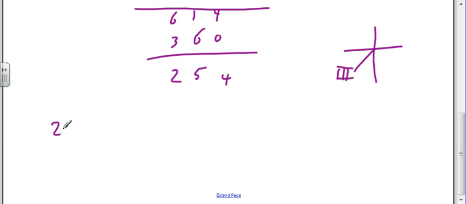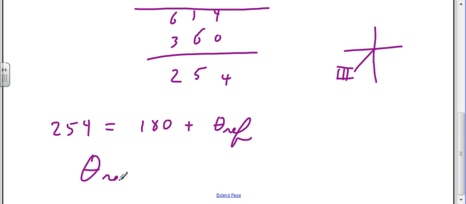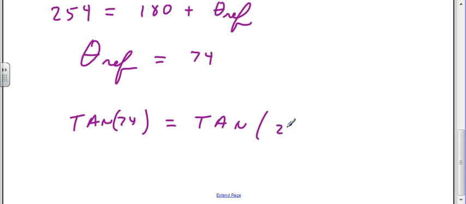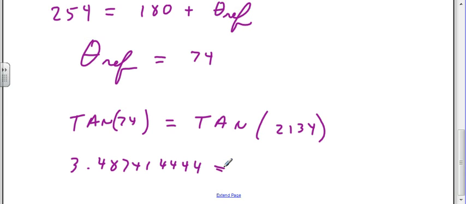Now that I know what quadrant I'm in, I know that 254 is equal to 180 plus the reference angle. The reference angle is 254 minus 180, 74 degrees. So that means the tangent of 74 is the same as the tangent of 2, 1, 3, 4. And if it's not, then I made an error. Tangent 74, 3.487414444, and the tangent of 2, 1, 3, 4 is a totally different number. Totally different. All right, so that means we made a mistake.